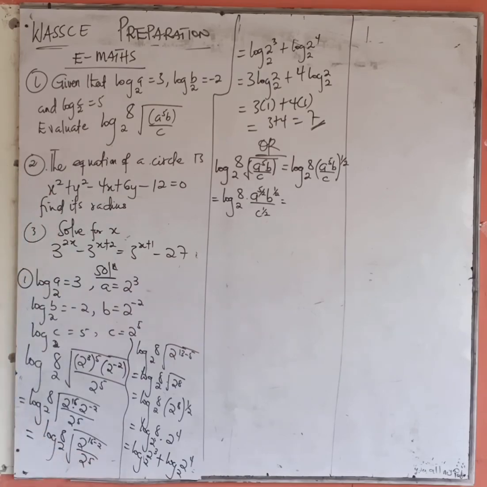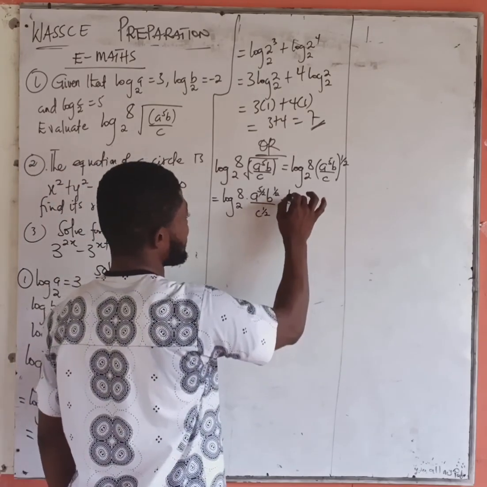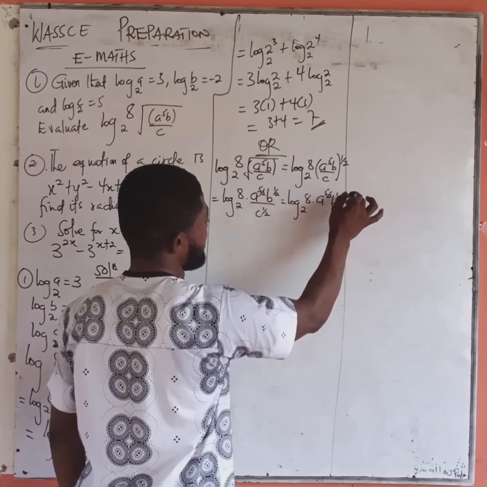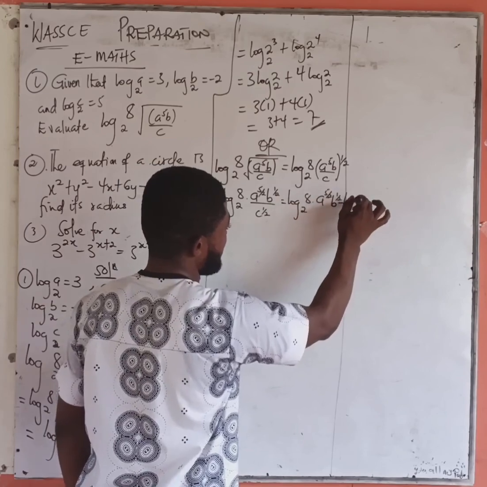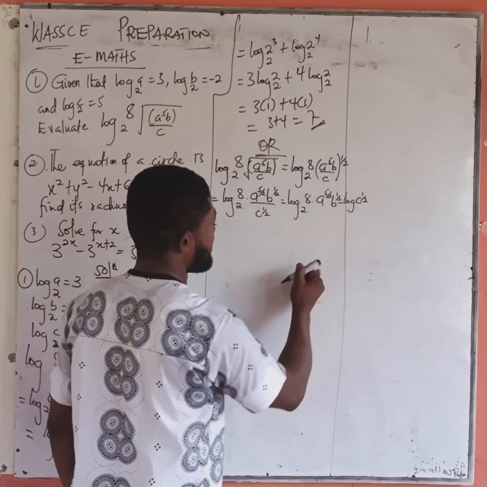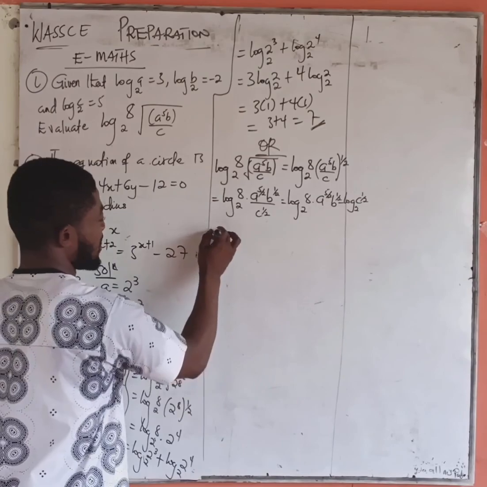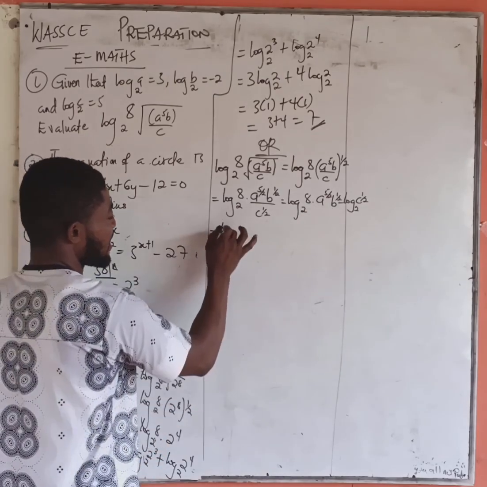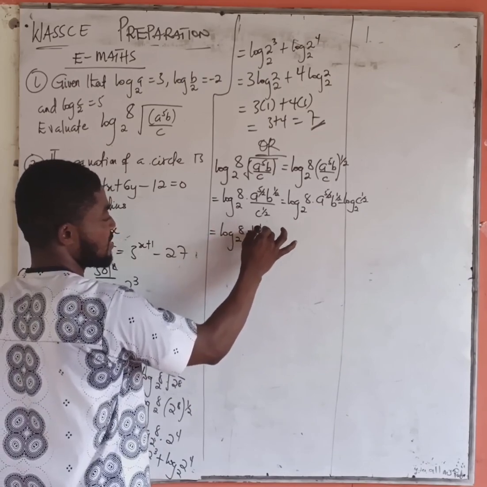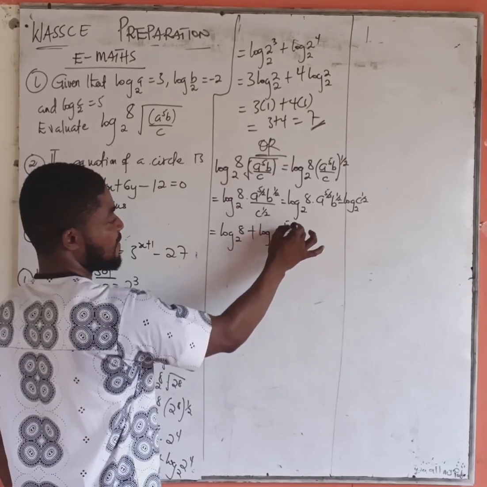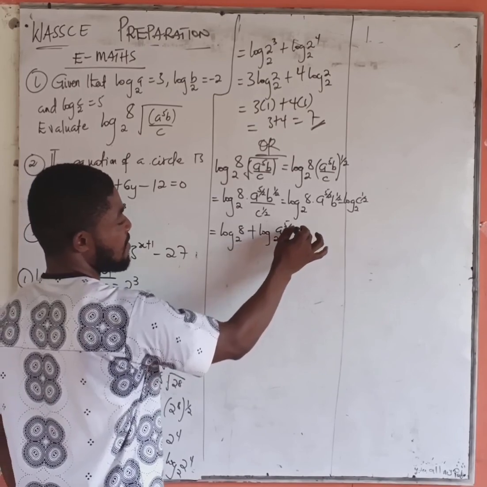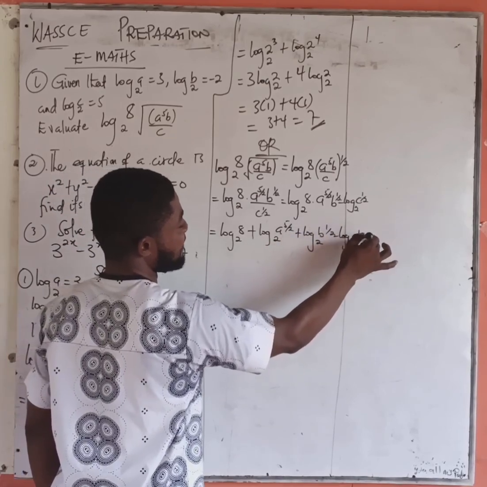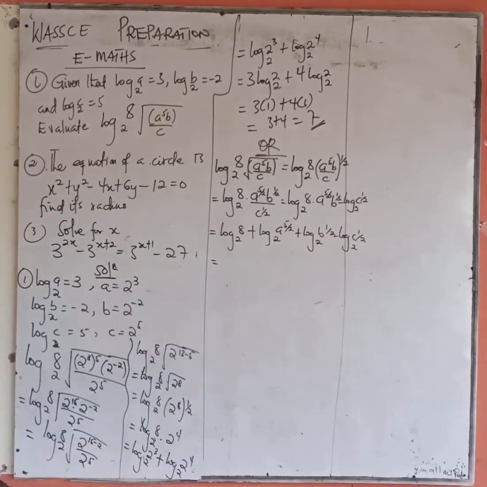And then since the c is dividing, we can subtract it. So that I have something like this. This is base 2. And now remember this side is multiplication, this side is multiplication. So I can now add those places too. So I have log 8 base 2 plus log a power 5 over 2 base 2 plus log b power 1 over 2 base 2 minus log c power half base 2. All of them base 2.